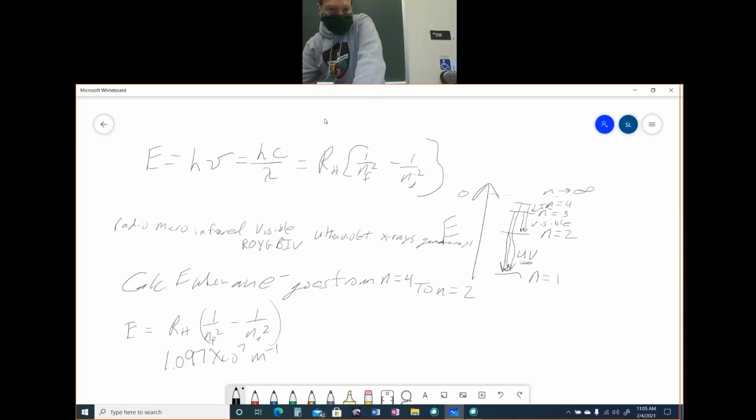So what we're going to find here is 1 over lambda. Your Rydberg constant is given in meters to the minus 1, which is given in your inorganic book. Usually it's given in joules, but here it's given in meters to the minus 1. So we're finding the 1 over the wavelength. And then your N sub F, the final, we're going down to 2, so 1 over 2 squared minus 1 over 4 squared.